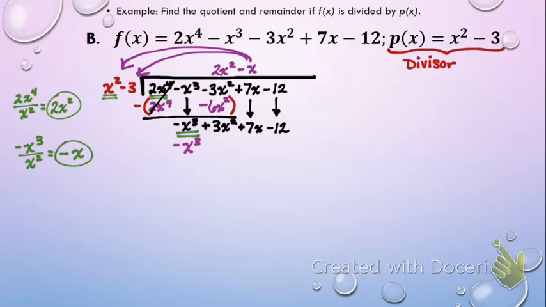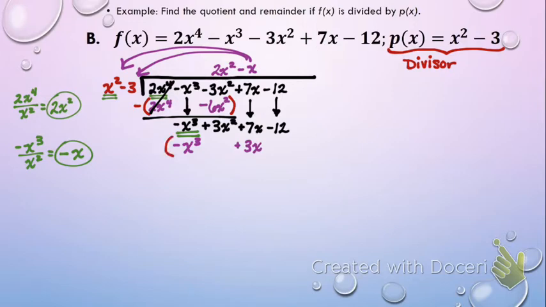Negative x times negative 3? Negative 3x. So close. Negative 3x squared. Negative 3x. I have negative x times negative 3. Oh, negative 3x. Positive 3x. Why is it a positive? Wait, because it's two negatives. It's two negatives. I'm doing a negative times a negative. So negative x times negative 3 gives me a positive 3x.